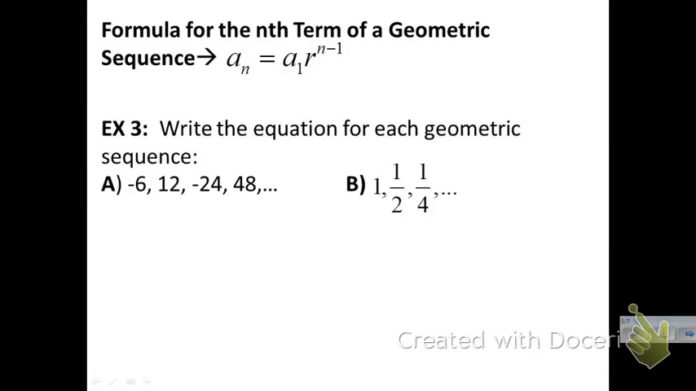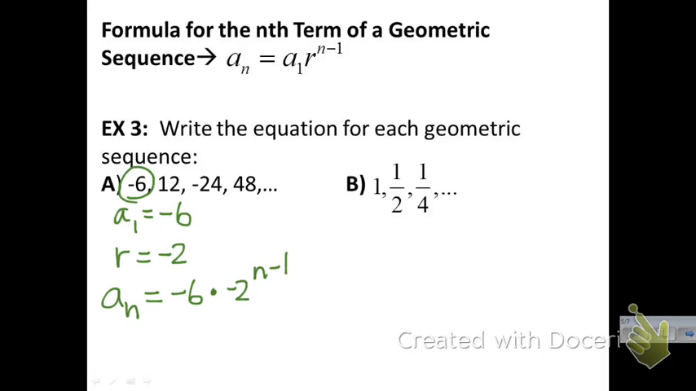On example 3, it wants you to write the equation for each geometric sequence. So there are really two things that you need to be able to write the equation. The first thing that you should identify is your a sub 1, and that's your first term. So in our case, it's -6 on A. Then you're going to look for that common ratio. What is it multiplying by, or what is it dividing by to get to the next term? So here we can see it's multiplying by -2. And then we can write the equation a sub n equals a sub 1, in this case, -6 times r, -2, to the n minus 1.